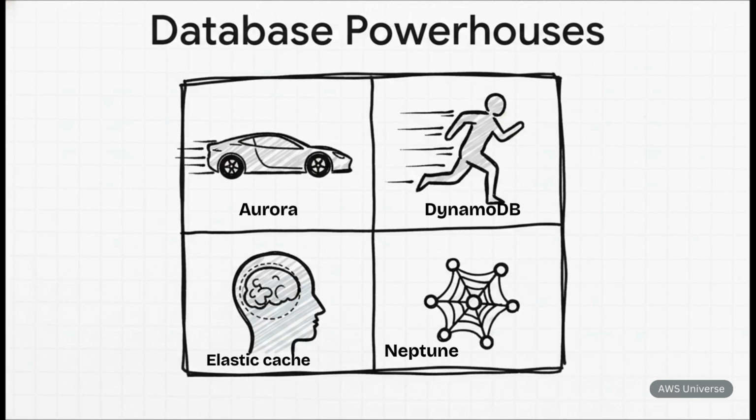If you need a high-performance traditional database, you go for Aurora, the Ferrari of SQL. Need pure, raw speed above all else? That's DynamoDB, the speed demon. For that lightning-fast data access, you've got Elasticache, the city's short-term memory. And for mapping out complex relationships, like a social network, you bring in Neptune, the social network mapper.